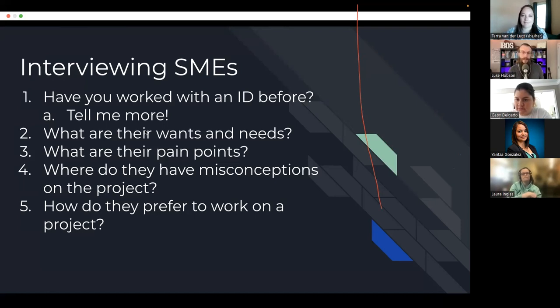Also, by asking more about these thought-provoking questions, you're going to be able to figure out if there are any different types of myths that you can dispel and get rid of as well. For some people, once again, they have never worked with an instructional designer before, or perhaps they have never developed a course or a training or a program or whatever it is, and they have all these different types of misconceptions. So you're going to be able to clarify that and also figure out how they prefer to work together on a project, which is actually really interesting.